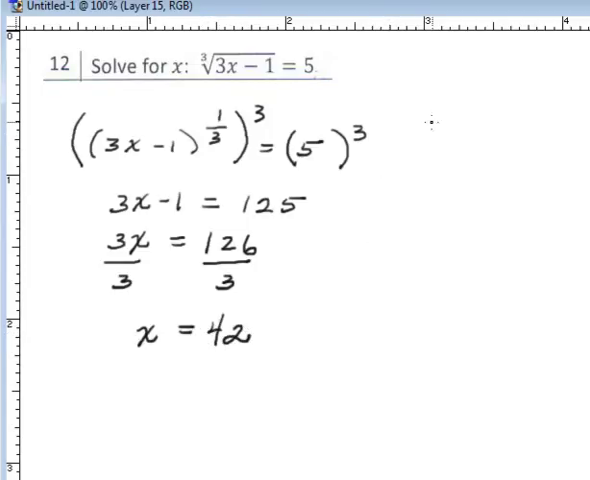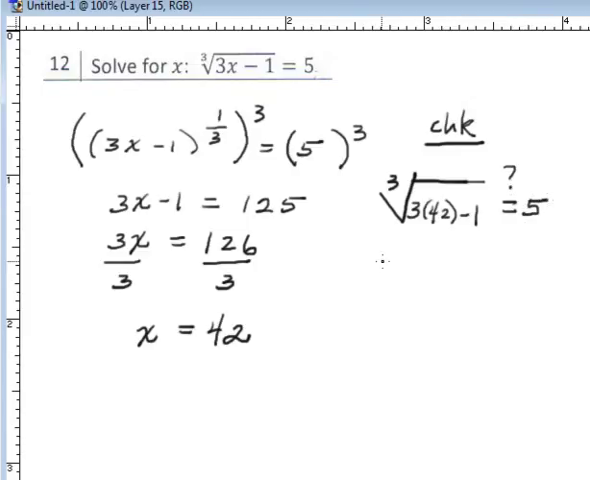Okay, and we should check this. And we'll see that this does check. Here we have the cube root of 3 times 42 minus 1. And we want to know, is that equal to 5? All right, so that's the cube root of 3 times 42, which is 126, minus 1 is 125, and the cube root of 125 is equal to 5.